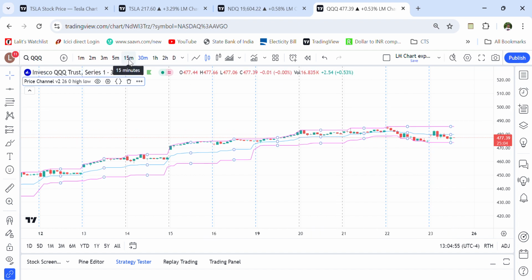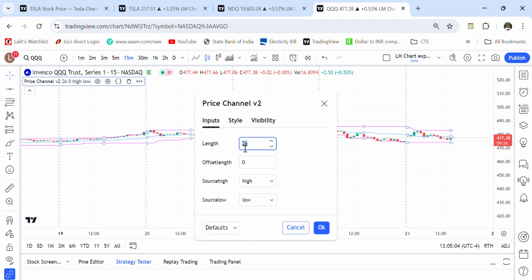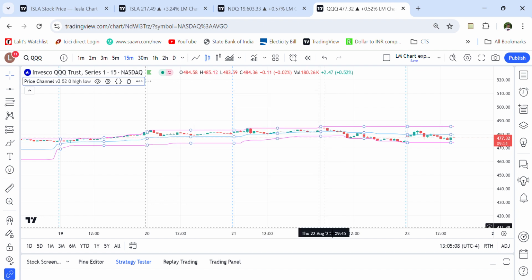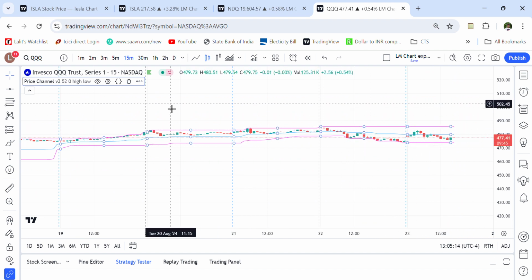Now let's reduce to 15 minutes. In the same ratio as we are reducing, we made the time frame half, so we will double this. If you double this, it will become 52. If you see here, the price channel is remaining the same, it's not changing, because as you move the candles, you are fixing the look back period of this price channel.